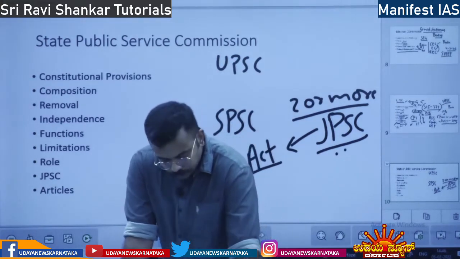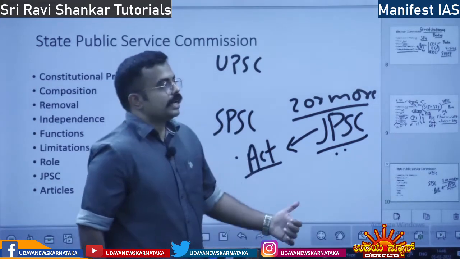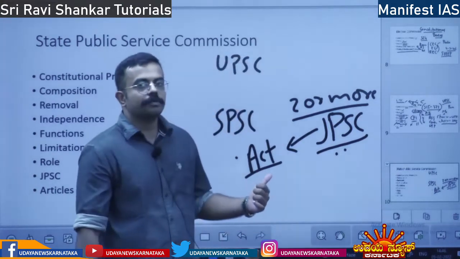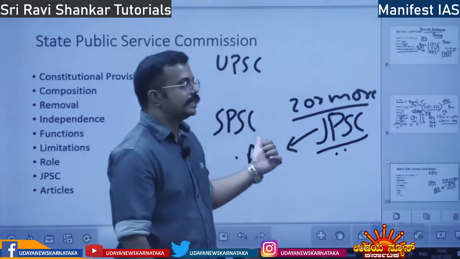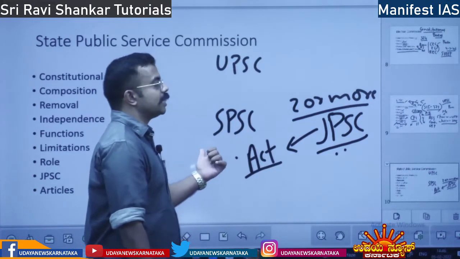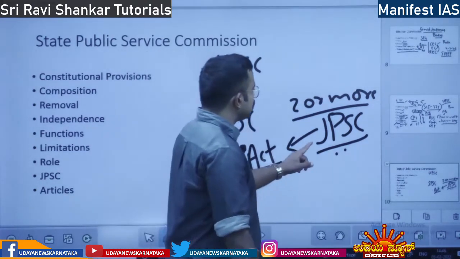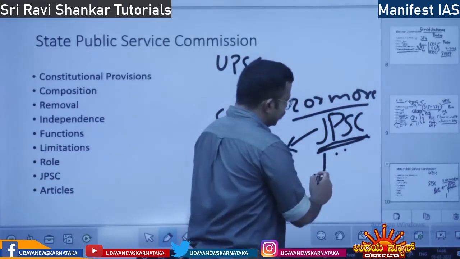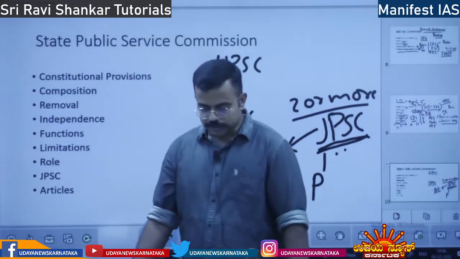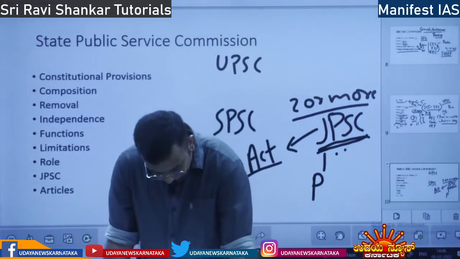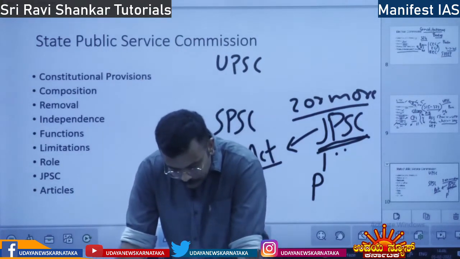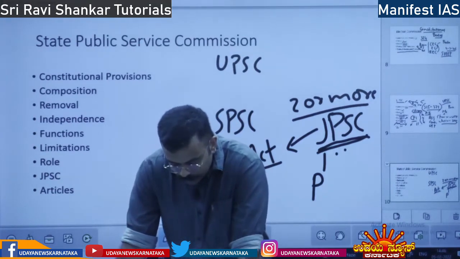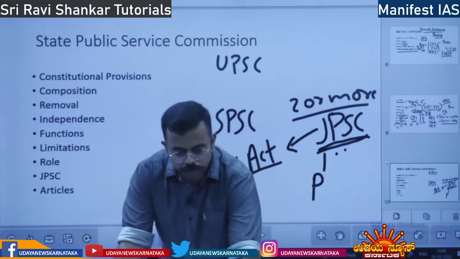So similarly, in the case of State Public Service Commission, who appoints the chairman and members? It is the governor who appoints the chairman and members. However, when it comes to Joint Public Service Commission, it is the president who appoints the chairman and members, and the rest of the service conditions are similar to SPSC.